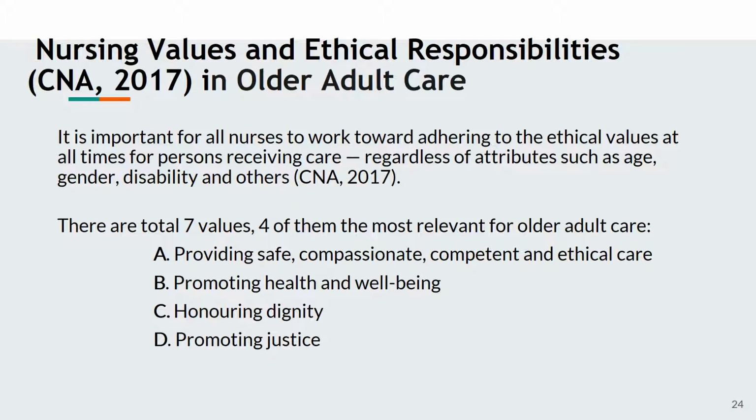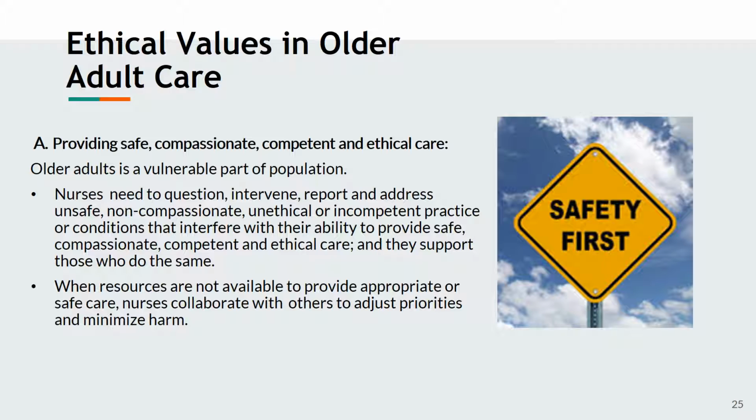The code states that it's important for all nurses to work toward adhering to the ethical values at all times for persons receiving care, regardless of attributes such as age, gender, disability, and others. There are a total of 7 values, 4 of them the most relevant for older adult care. First, providing safe, compassionate, competent, and ethical care. The second one is promoting health and well-being. The third one, honoring dignity. And the last one, promoting justice.